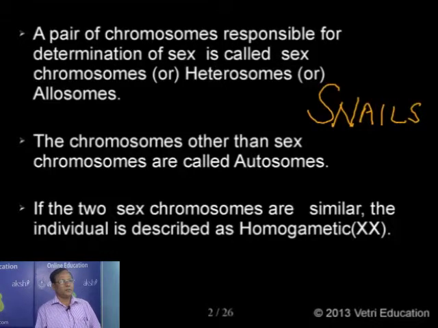But in most cases, in more than 99.9% of individuals, the sex is determined mainly by the chromosomes. But in rare, eccentric cases, sex is determined by other mechanisms. Now we'll see one by one.